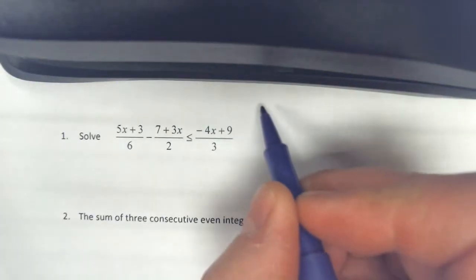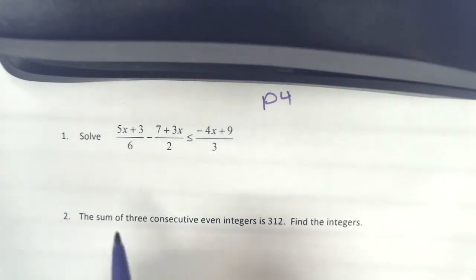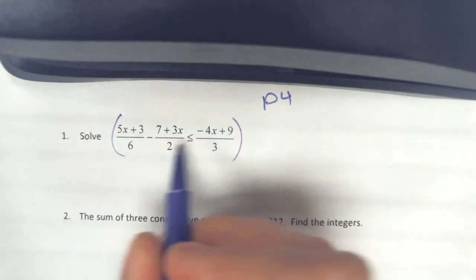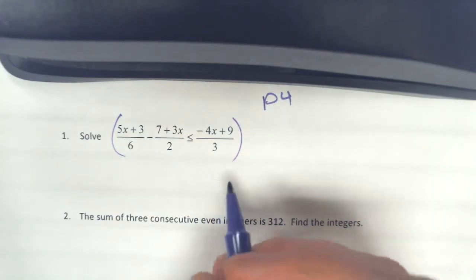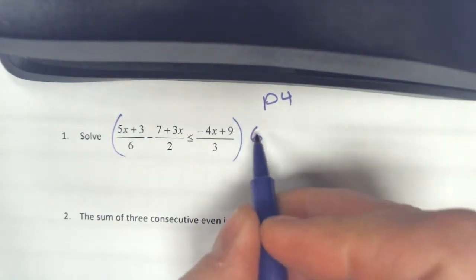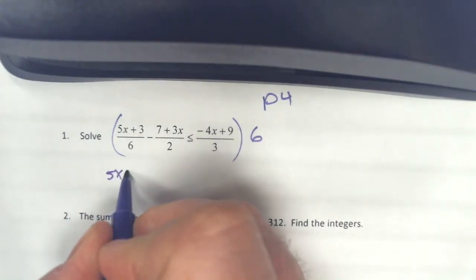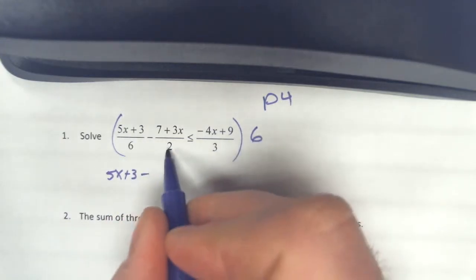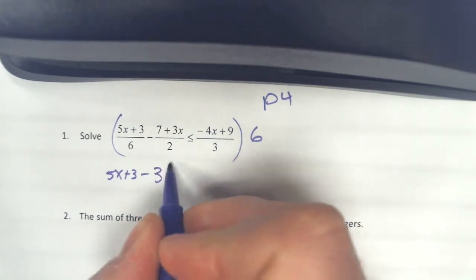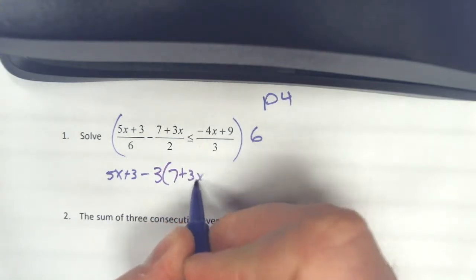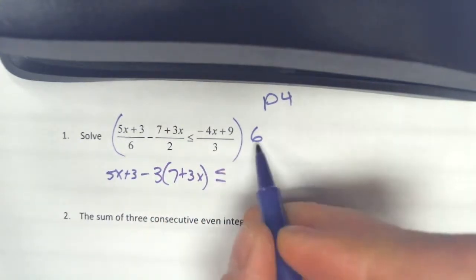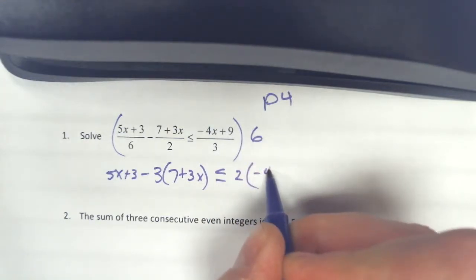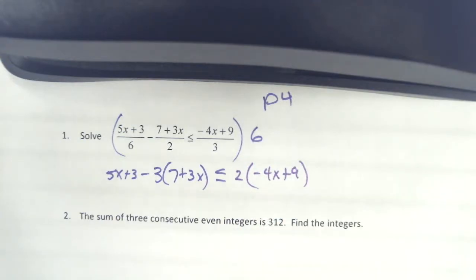It's so funny. We've made it to page 4 now in our final review. First inequality on our sheet, we have lots of fractions, so I'm going to multiply the whole thing by the common denominator of 6. 6 divided by 6 is 1. 1 times my numerator gives me 5x plus 3 minus 6 divided by 2 is 3. 3 times my numerator is less than or equal to, on this side, 6 divided by 3 is 2 times the numerator.